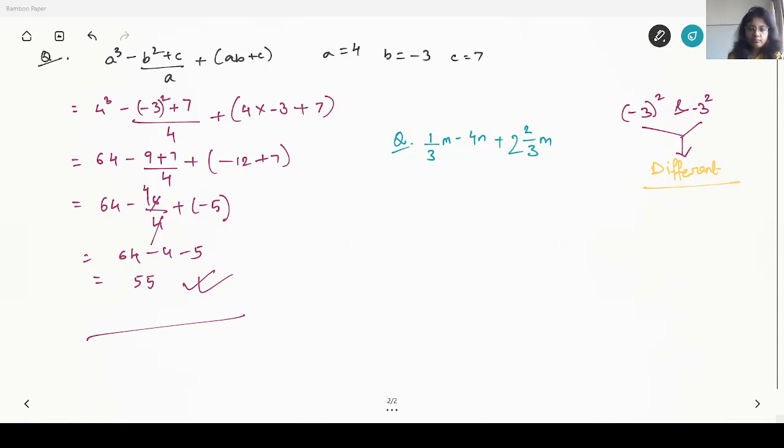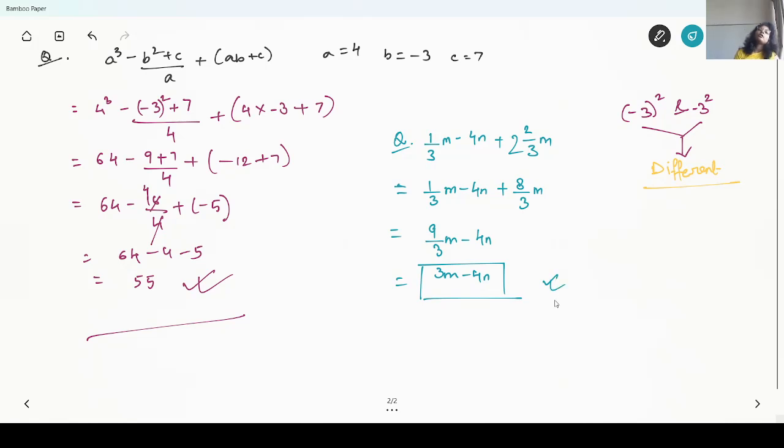Fine. So here we go, simplifying the algebraic equation. So this is 1/3 of m minus 4n plus, simplifying this, 8 over 3 m. So this becomes 9 over 3m minus 4n. This is 3m minus 4n. This is how you simplify algebraic equations also.